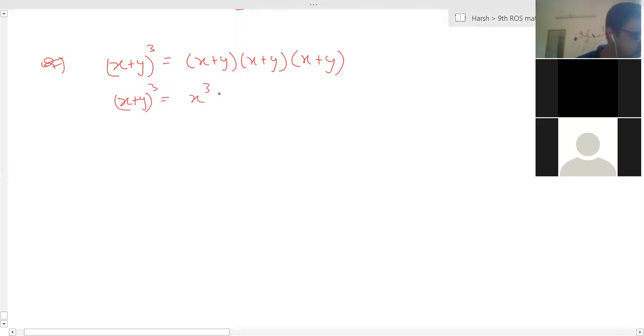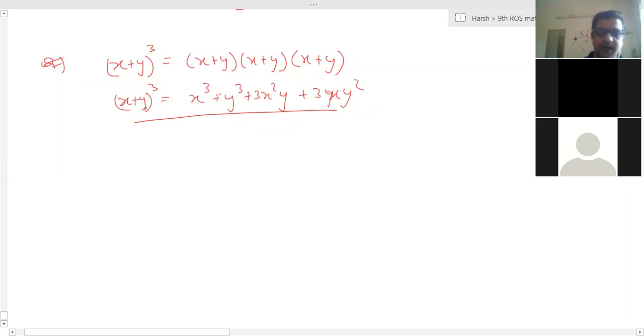This is the exercise which we are going to do, right? The formula is x cube plus y cube plus 3x square y plus 3xy square. Correct? This is the formula for (x plus y) the whole cube. And the next one is (x minus y) the whole cube. The formula is x cube minus y cube minus 3x square y plus 3xy square. Correct?